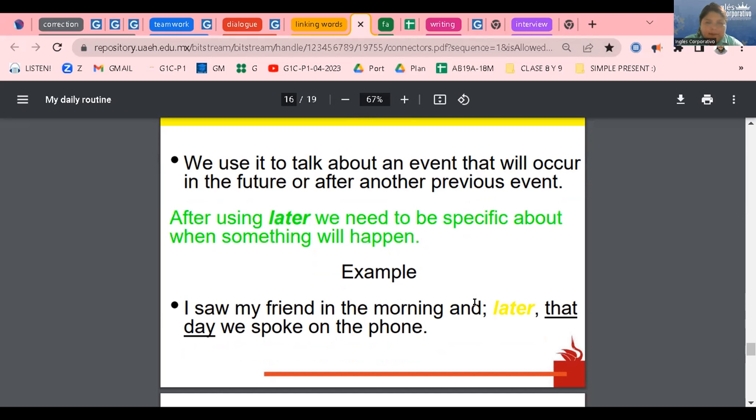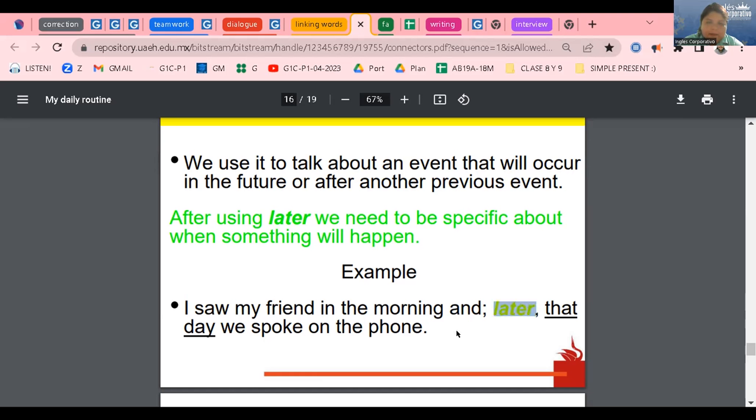I saw my friend in the morning and later, ¿bien? Vi a mi amigo en la mañana y luego, that day, y luego o después de ese día, that day, okay, that day, ese día, we spoke on the phone. So we talk about an activity that happens after another one, right? I saw my friend in the morning, vi a mi amigo en la mañana, y luego, ese día, we spoke on the phone.